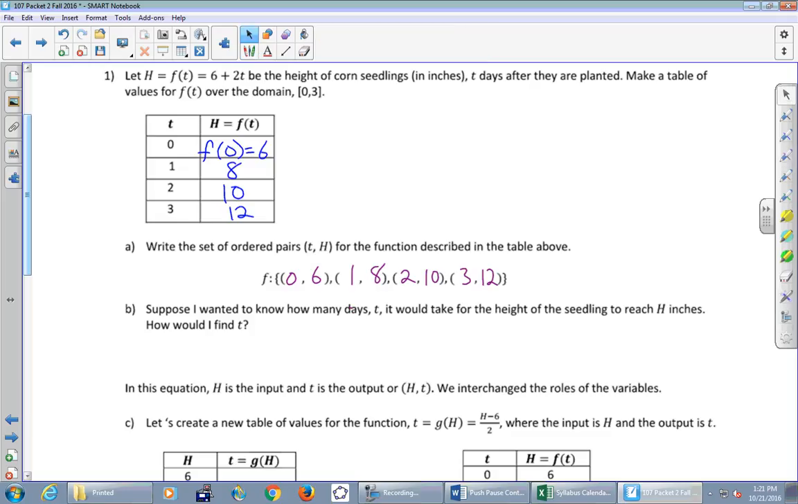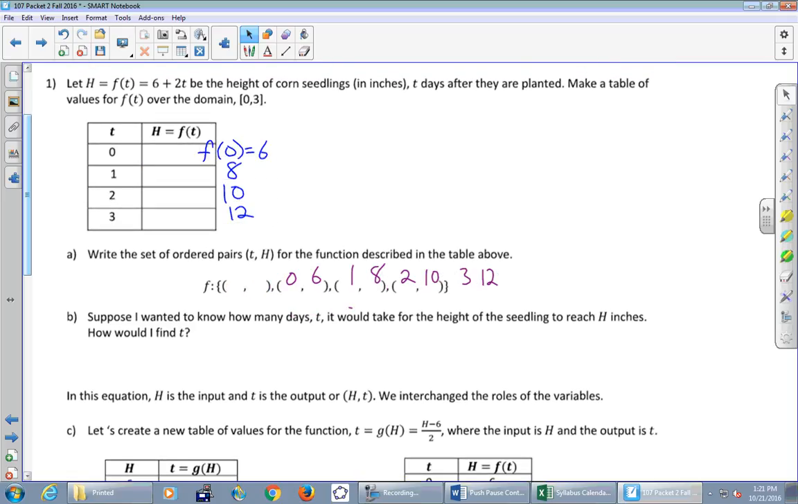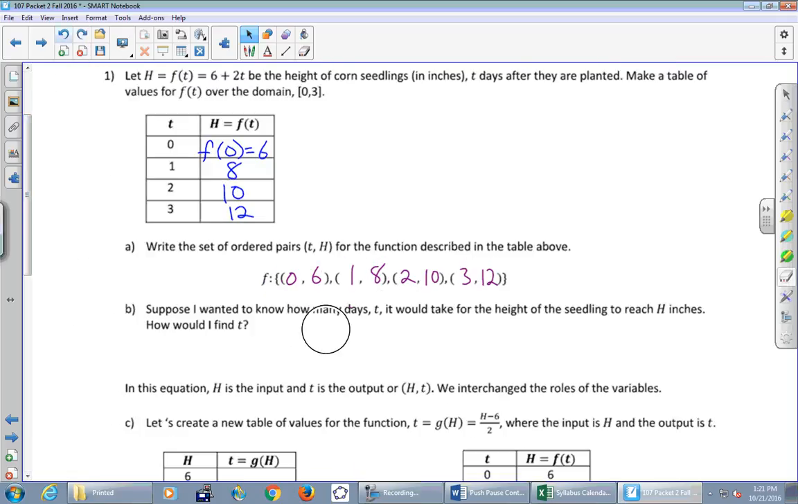Okay, so what we just saw was a way to input the time and output what? The height, right? We input a bunch of times and we got a bunch of heights as the output. In part B, it says, suppose I want to know how many days it would take for the height of the seedling to reach a height of h inches. So in this case, what's the input? It's the height. I want to know how long it's going to take for an input of the height. So if you give me the height, I'd like to know how long it took to get there.